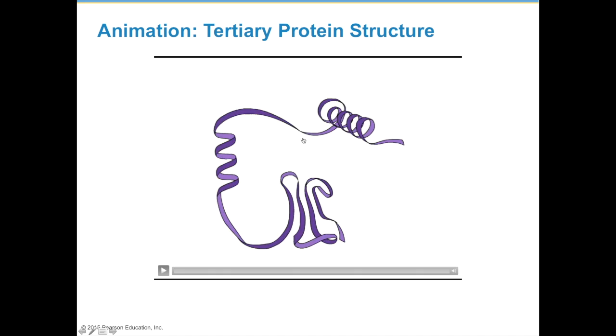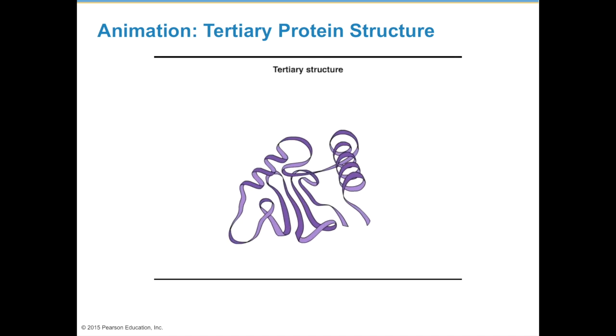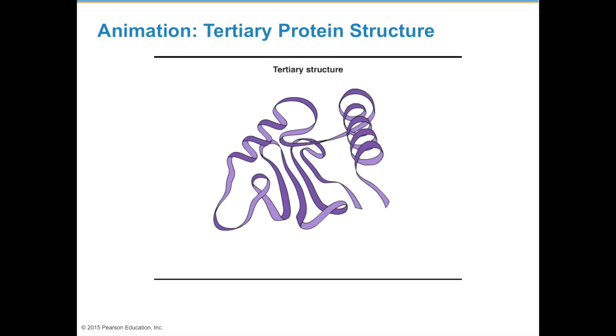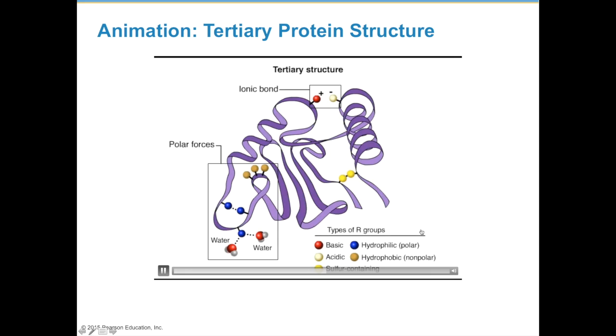So looking at the tertiary protein structure. Superimposed on primary and secondary structure is tertiary structure, irregular loops and folds that give the protein its overall three-dimensional shape. The irregular folding of tertiary structure results from interactions among the R groups of amino acids. Acidic and basic R groups ionize, and these positively and negatively charged groups may form ionic bonds. Polar forces also contribute to tertiary structure.